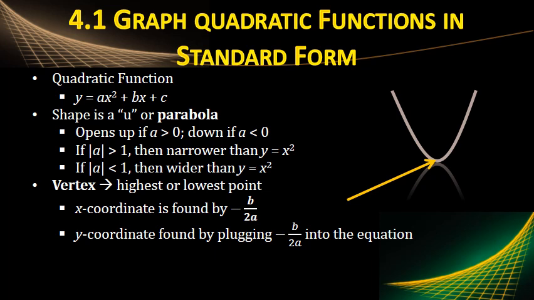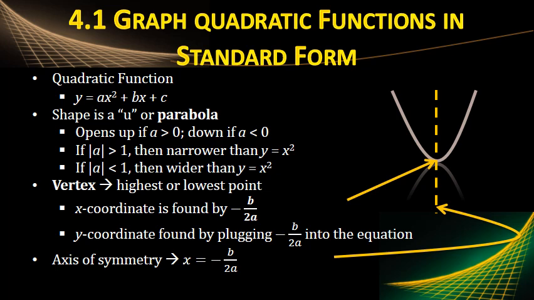The vertex is the highest or lowest point. The x-coordinate of the vertex is found by -b over 2a. The y-coordinate is found by plugging the x-coordinate into the equation. The axis of symmetry is x equals -b over 2a. You can see it's the dotted line on the picture. And it divides the parabola into two parts, where each side is the same.